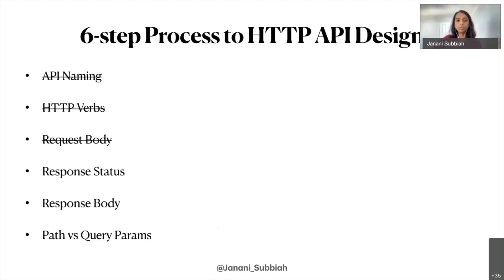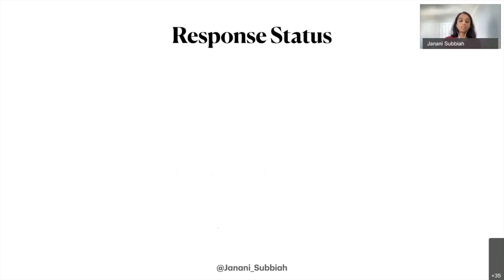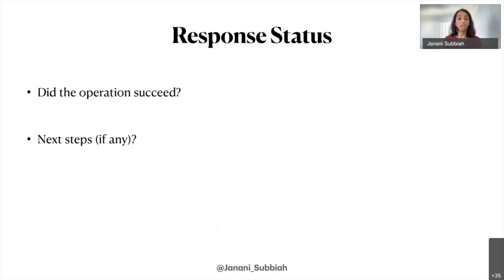The first one we're going to be discussing is the response status. The response status is the first indicator to anybody who's consuming your APIs about if the operation that they were trying to perform actually succeeded, and it plays a huge role in driving next steps. A very common example is where a lot of services and clients use the response status to figure out if that request needs to be retried.